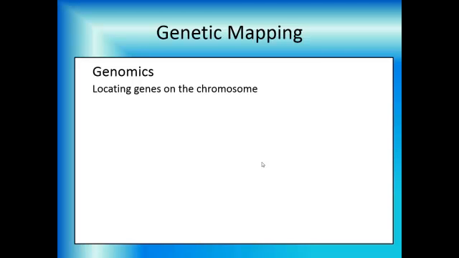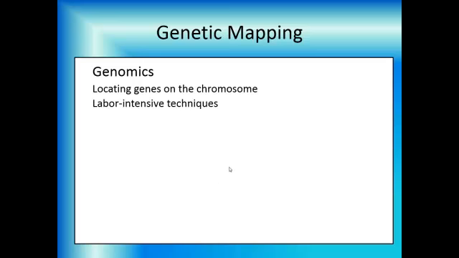Also, when you're looking at human diseases that are genetically caused, oftentimes we can tag down the offending gene to the chromosome, but we don't know exactly which gene it is. So genomics helps us locate the genes that we're looking for on the chromosome.